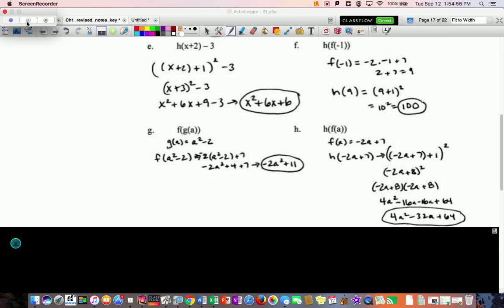What they want us to do in the last thing here is compare. Notice that these two answers for A and B don't necessarily have to be the same, and rarely are they going to be the same.